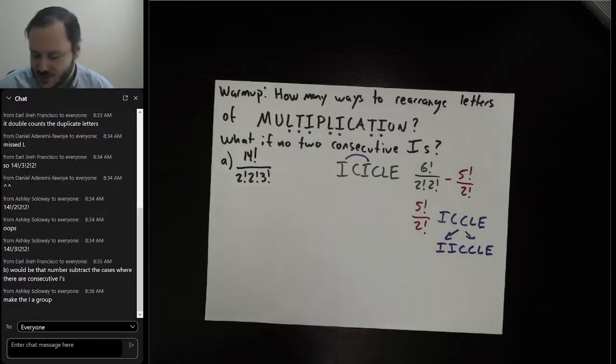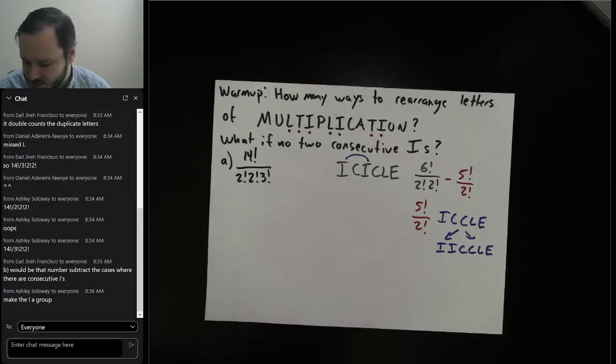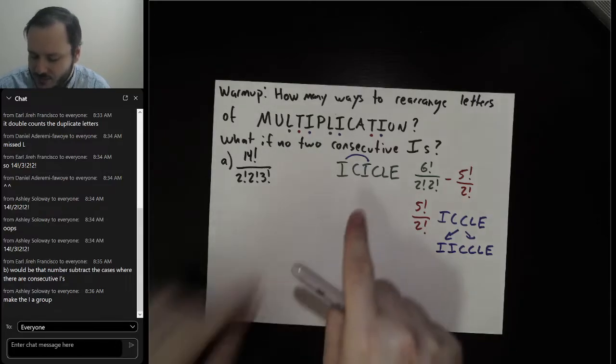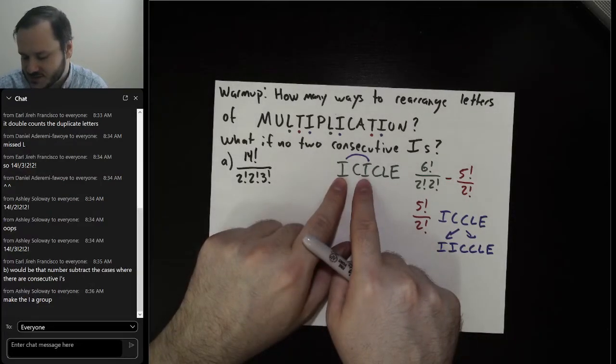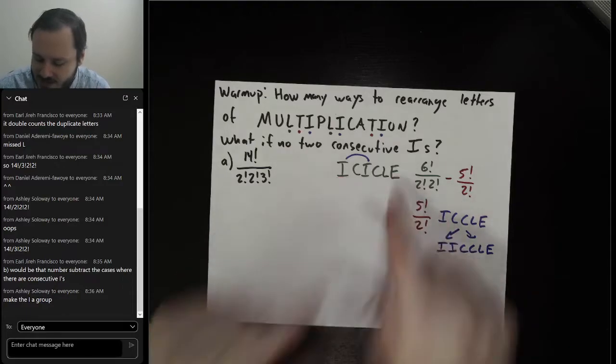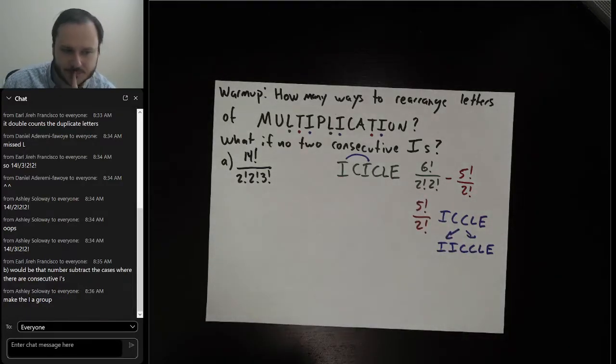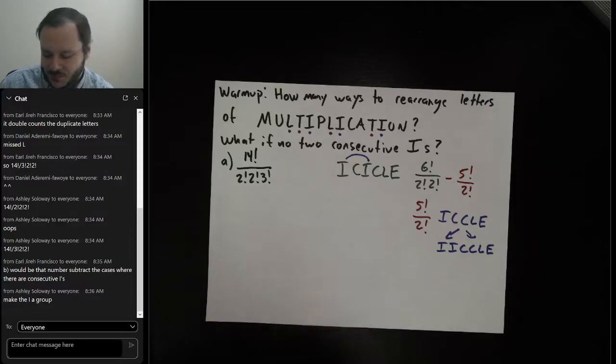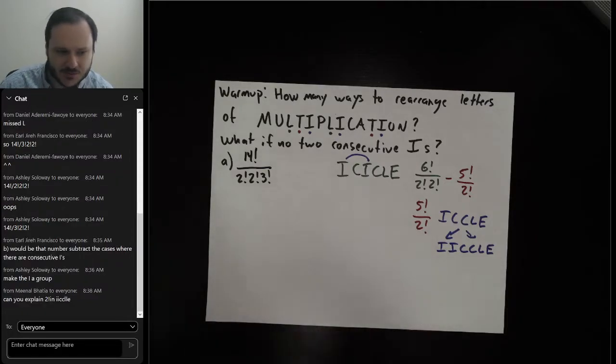But now when I have a third I, things start to get a little bit more complicated. Because now I have one of these I's that's linked together and a third I that isn't. So I really am sort of treating the I's separately.